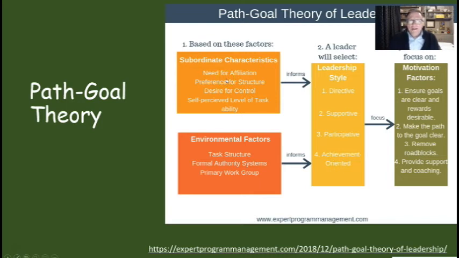Because we're all different. Some people want to have a lot of control over things. Some people want to be told what to do. Some people need this thing called affiliation, where they just need to feel like they belong. Take a look at the environmental factors. What's going on in the company? What's going on in your department? What are the things pressing in on it? And from that, you have to pick a particular leadership style and then focus on some of these different motivational factors. Again, this is presented a little bit differently in your book, but this is a different view of the same theory to hopefully give you a little bit of perspective on how to see it differently.